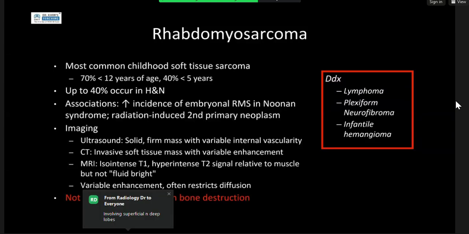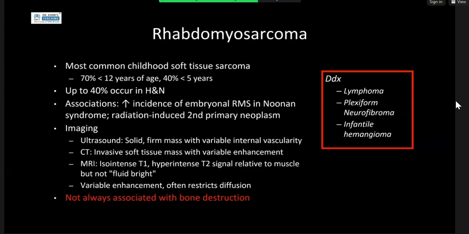You've got your embryonal ones, which are the most common in young children. You've got the alveolar rhabdomyosarcoma, which is in the 15 to 25 year olds, and then the later, older ones, which are the pleomorphic ones, about 40 to 60 years old. On ultrasound, you've got a very firm mass with very variable internal vascularity, but hemangioma is often very, very vascular, like we saw last week. The soft tissue mass can be invasive, but not always. It can be quite well circumscribed, which we have here, and not always associated with bone destruction.